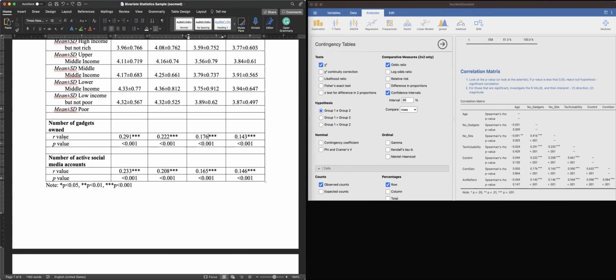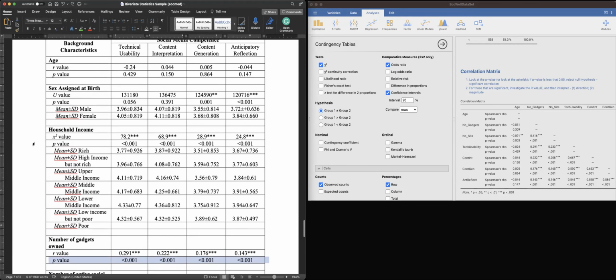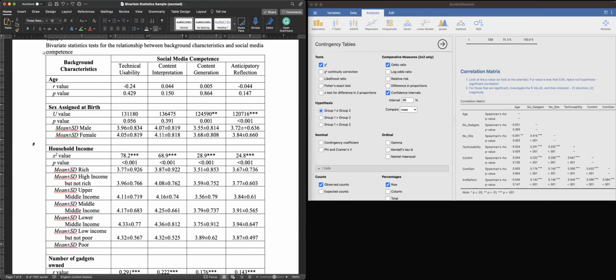So I used Spearman rho. So you have the R value and the p-value. That's for Spearman rho or Pearson r. How about for independent t-test or Mann-Whitney U? So you have the U value and the p-value and the mean and SD of the two groups.